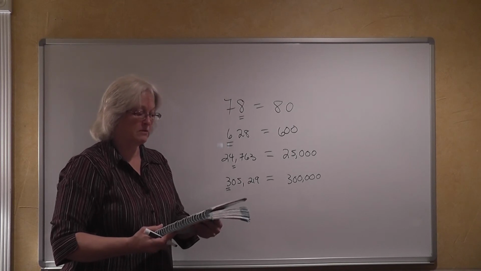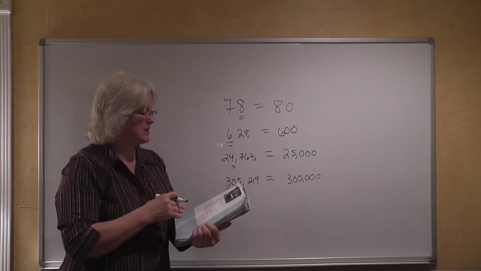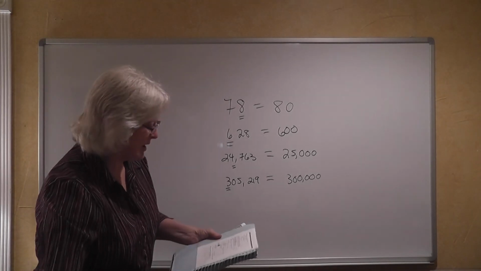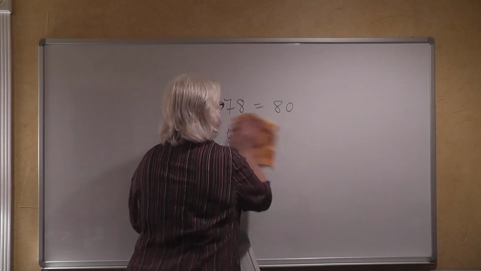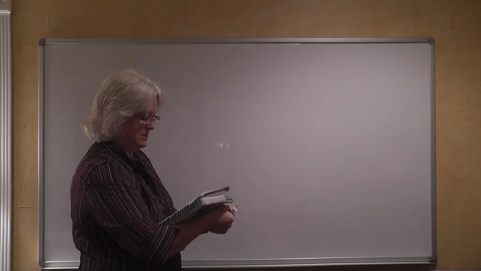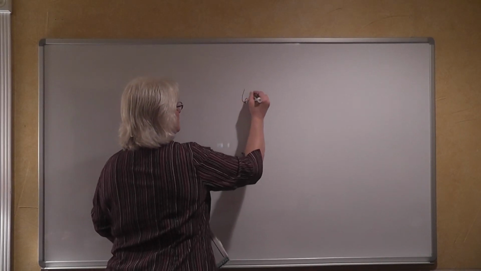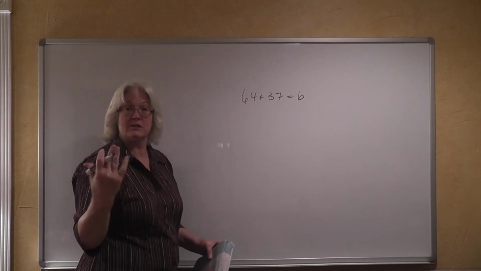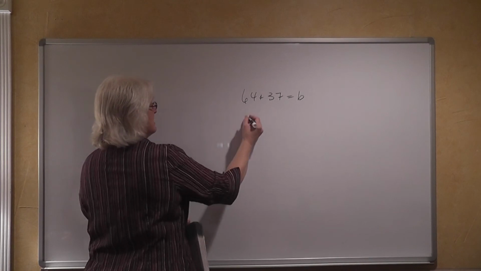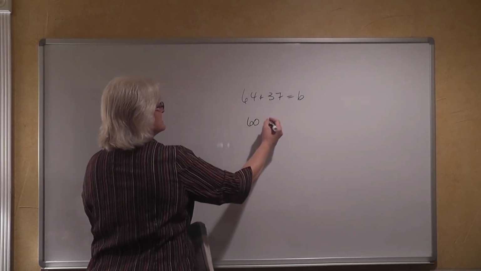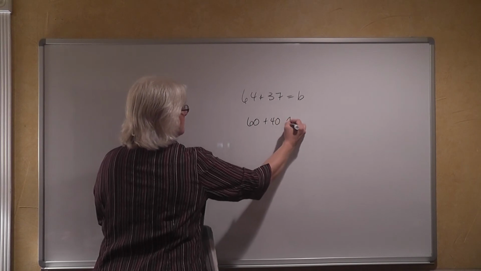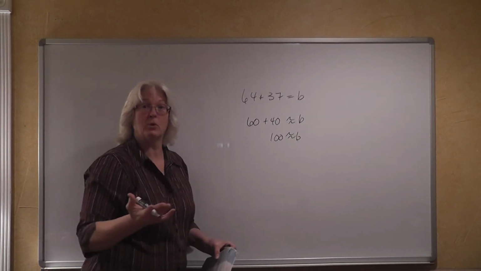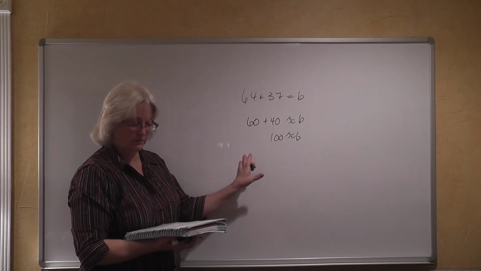All right? Now, questions 5 and 6 want us to estimate the value of the variable by rounding to the nearest 10. 64 plus 37 is equal to B. 64 rounded to the nearest 10 is 60. 37 rounded to the nearest 10 is 40. You have that B is approximately equal to 100.